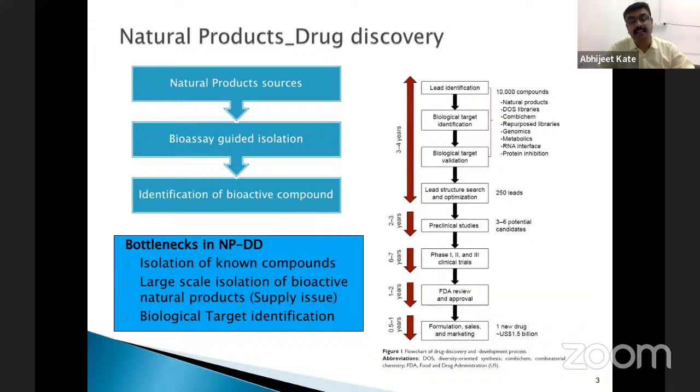And the third, which I have already briefed you about, is biological target identification. Because these molecules are in nature, and if you observe, most of the discoveries are serendipitous discoveries. That's the reason finding a target for a molecule is also a task, I would say, and it also takes a good amount of time and money.